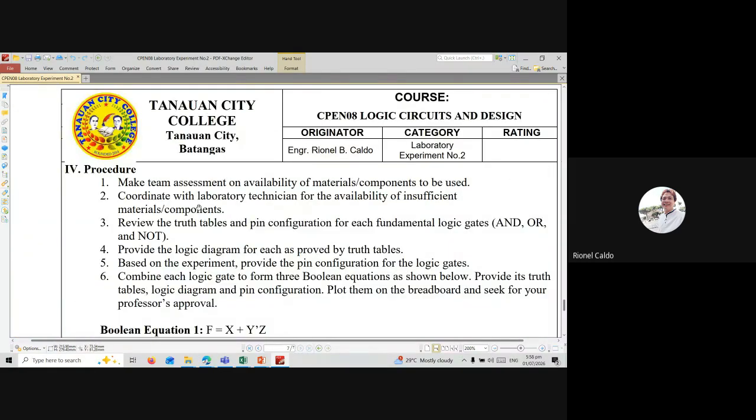Yan. So nakalagay dito yung procedure that you're going to do. Siyempre yung unang step natin, you have to make team assessment on the availability of the materials or components to be used. That's very basic and important. Naka-group naman kayo, make sure na you have your enough materials sa ating laboratory experiment. And then in our case, we don't have laboratory technician for us to provide the available insufficient materials or components.